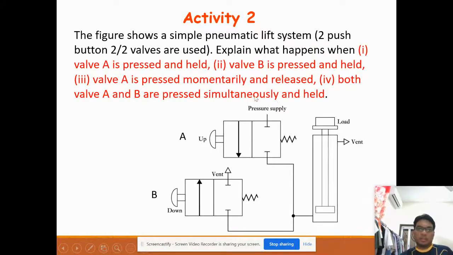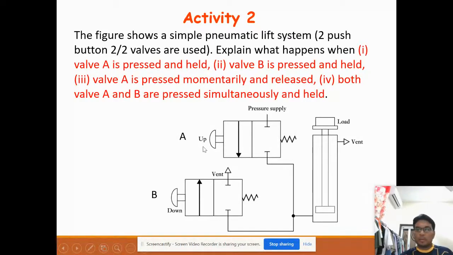So this is another activity for you. The figure shows a simple pneumatic lift system, with two push buttons. 2/2 valves are used, this is 2/2 one and this is 2/2 two. These are two push buttons of 2/2 valve being used. Explain what happens first when valve A is pressed and held.